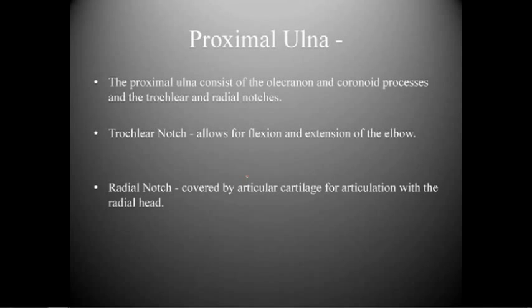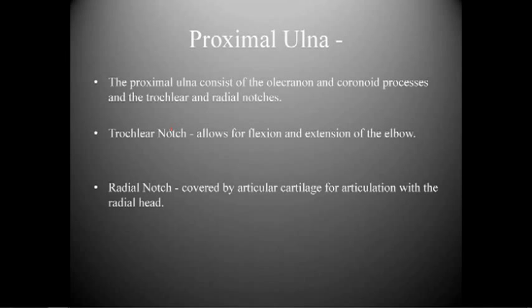So the proximal ulna. So we're once again at the elbow. The proximal ulna consists of the olecranon and coronoid processes and the trochlear and radial notches. The trochlear notch allows for flexion and extension of the elbow. So we'll see how this actually works when we get images.